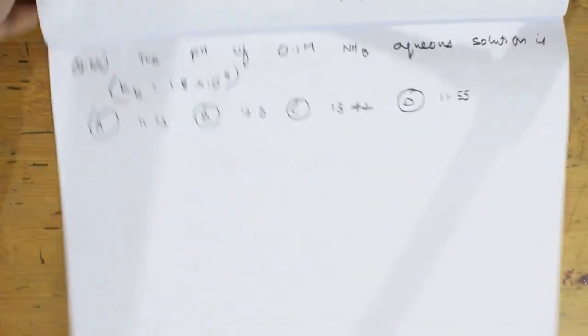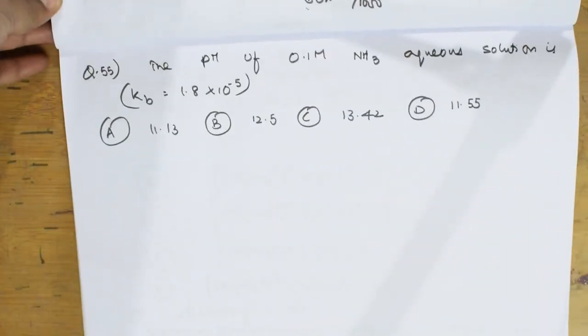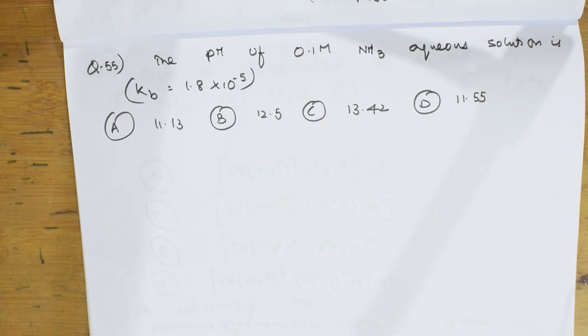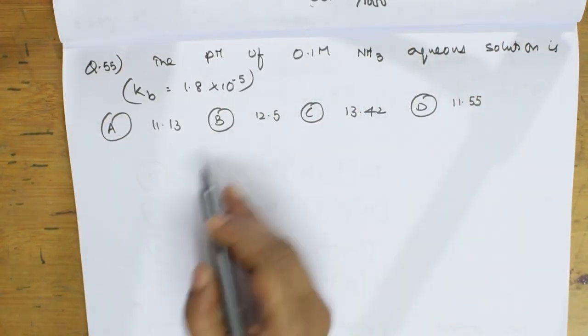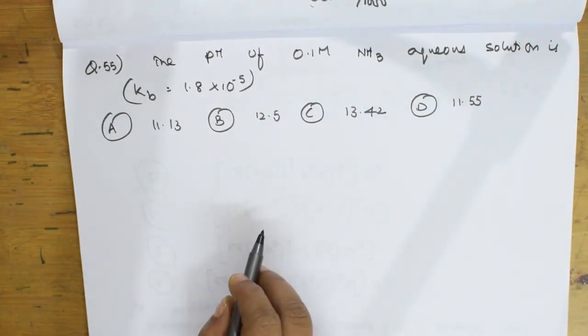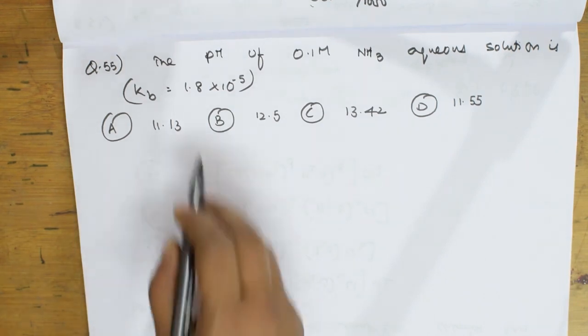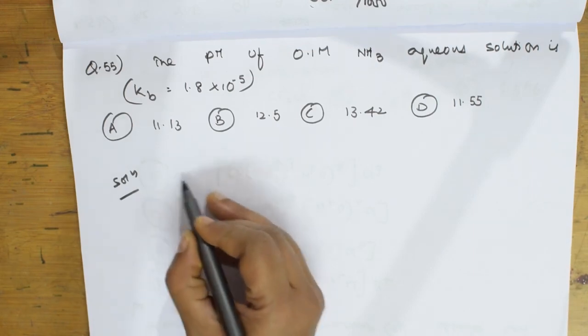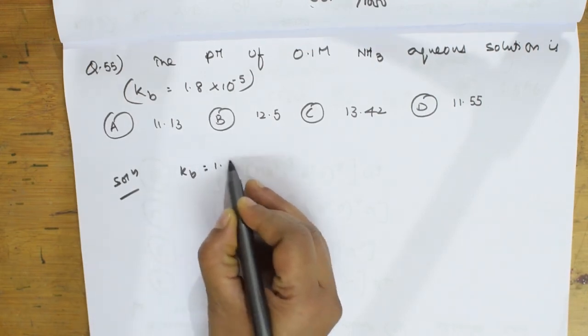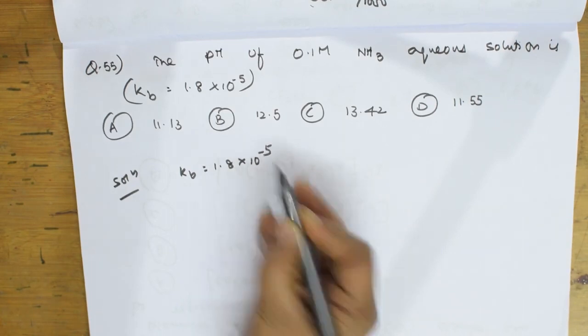Now, in the next question, again we have got one more numerical. Let's read this. I need to find the pH of 0.1 molar ammonia aqueous solution. Kb value is given to me. Right, so let's start off. First of all, how to solve this question? Let us note what data. Kb is given to me, 1.8 into 10 raised to the -5.